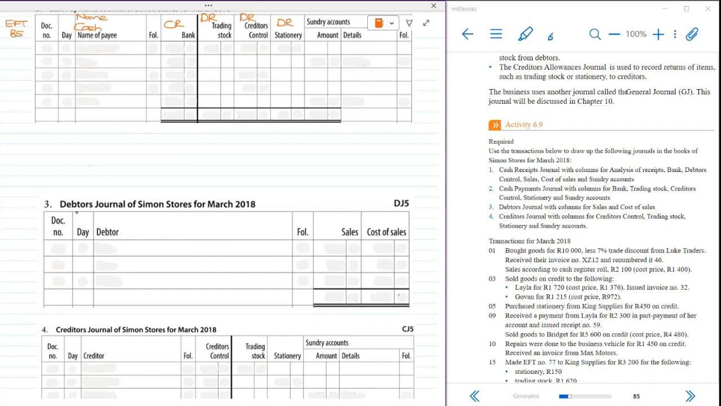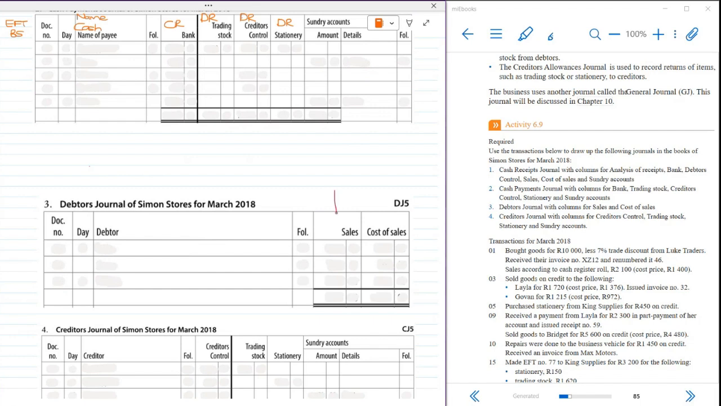Okay, so very similar to the CRJ. The difference is in the CRJ we physically receive the money, but this DJ is on credit. We will only receive it later. So again, this is credit sales. The moment we hear sales, we need to remember there's always cost of sales applicable. Therefore I will say that I have sales and cost of sales in my DJ.